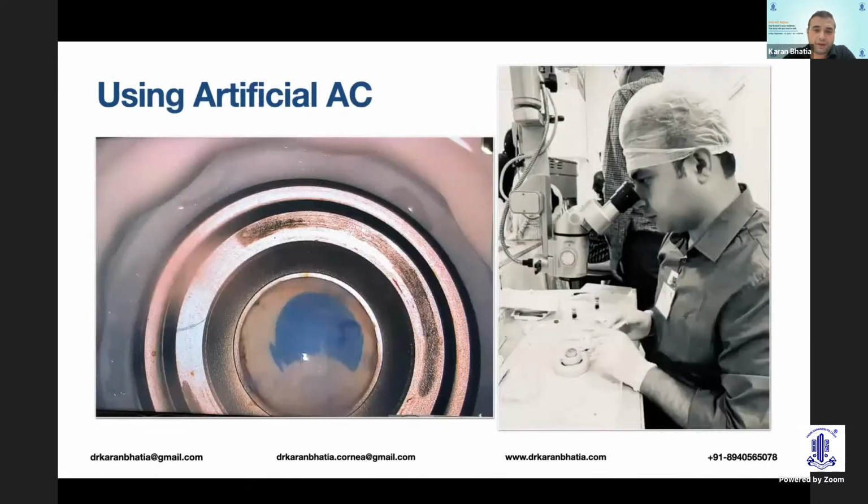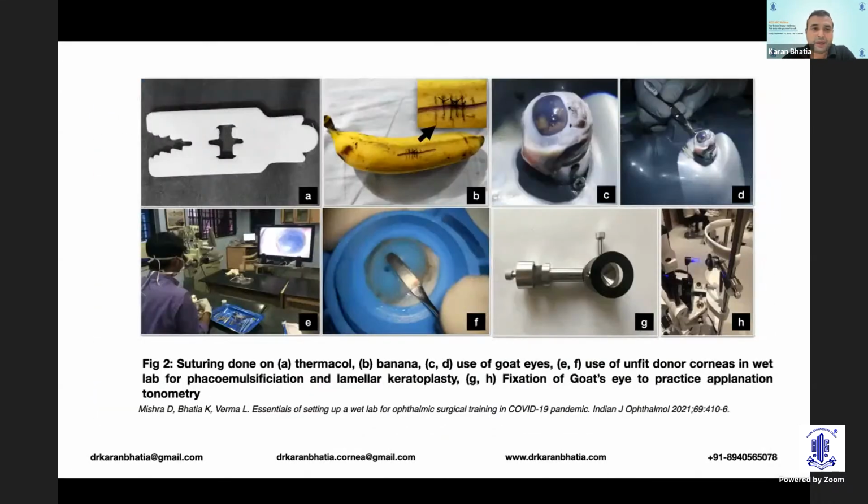This is me doing a hemi-DMEK in his workshop. So you can start with suturing on a thermocol, a banana, and so many eyes are there. If you want to practice applanation tonometry as well, if you look at this, the figure G and H, we published this. And this is also available from Madhu Instruments, and you can practice your applanation tonometry on this as well.